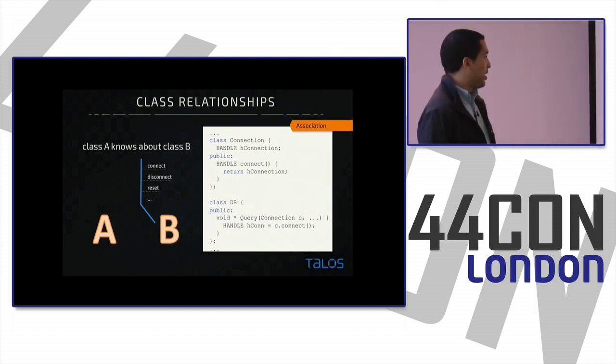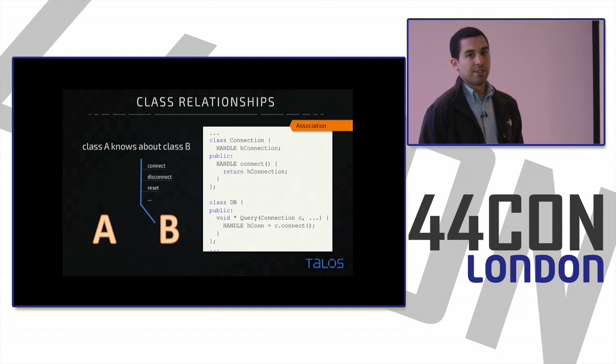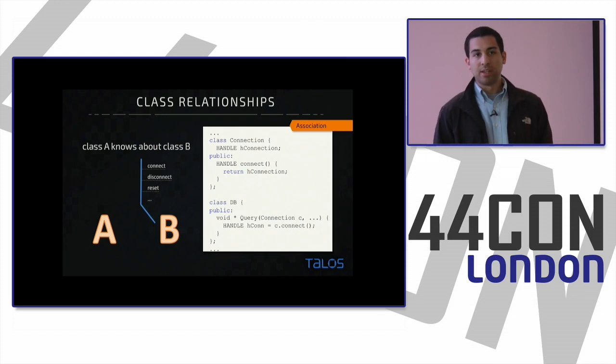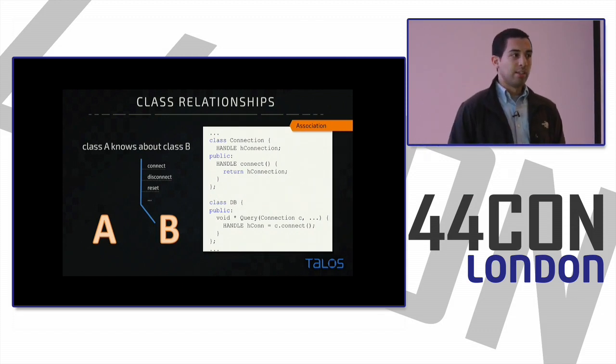We have class A that knows about class B's functions that are available to it. Now, if class B was ever to change, or maybe it's a class that's linked in dynamically via loading another DLL and including it, then that could cause some issues if ever those prototypes change.